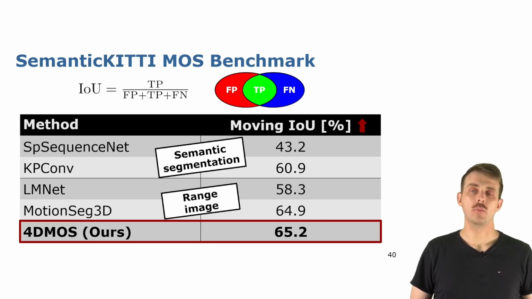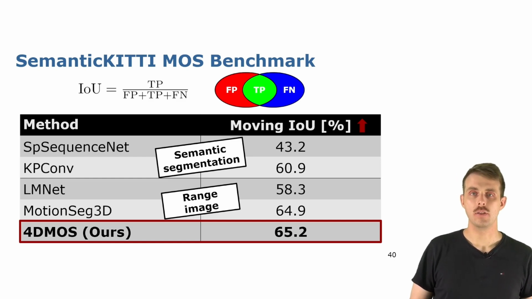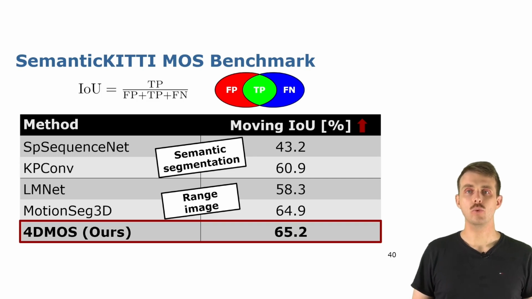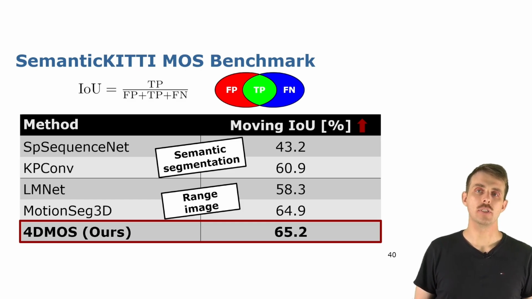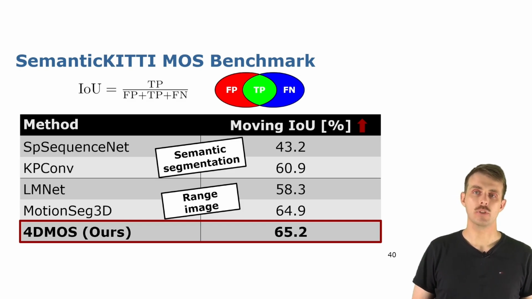We also compared our approach to multiple baselines on the MOS benchmark. The metric we report here is the intersection over union of the moving points. So we take the number of true positives of our prediction or classification divided by the number of true positives plus two types of errors that we could make: false positives, points that we believe are moving but are actually not, and false negatives, points that are actually moving but we believe they're static. So ideally this number is close to 1 or 100%. The higher the better.